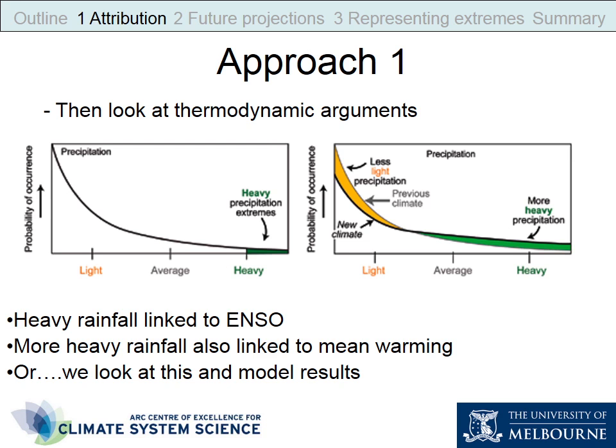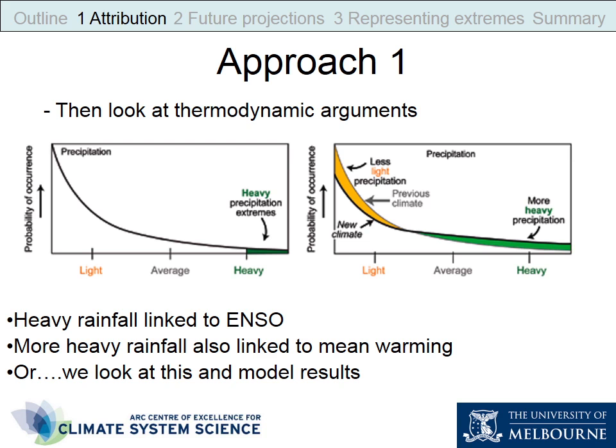And then we can perhaps employ some thermodynamic arguments. So the little distributions I have here show what would likely happen to precipitation in a warming climate, and we can see we'll likely have more incidences of heavy precipitation. So once again, we're back to that heavy rainfall is linked to ENSO, and we're also expecting more heavy rainfall linked to mean climate warming.